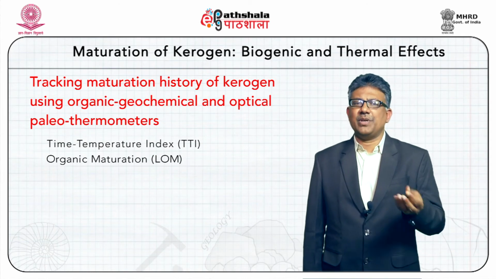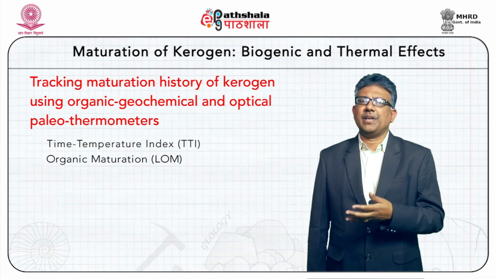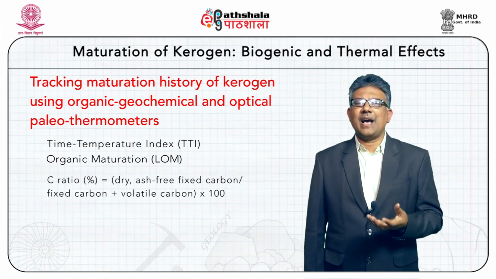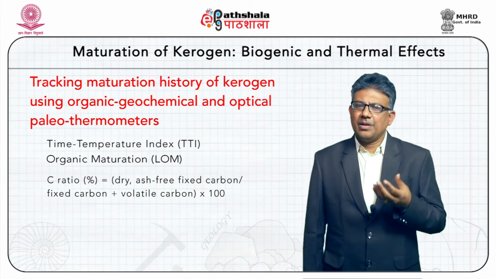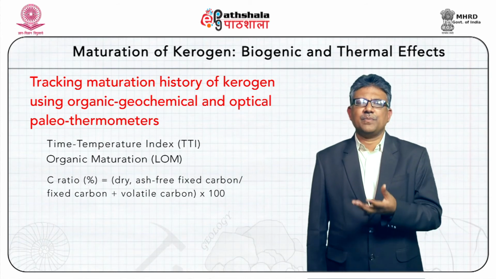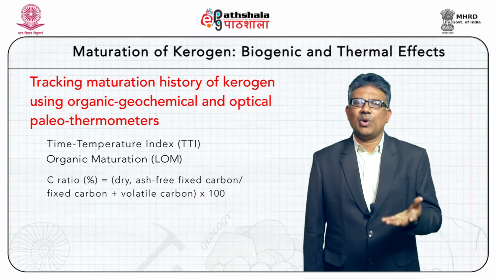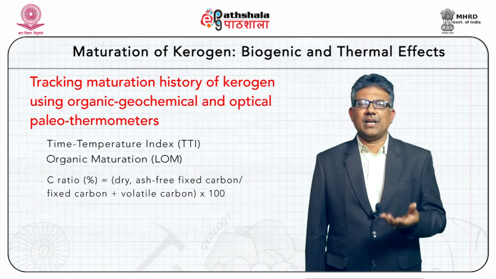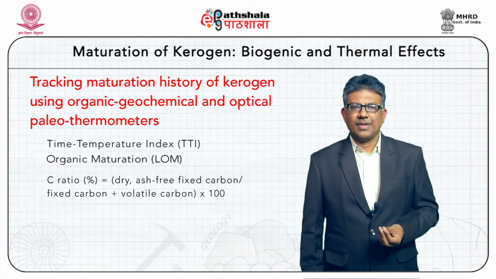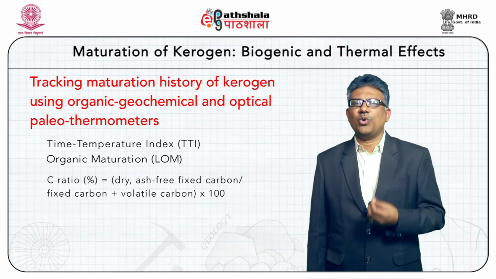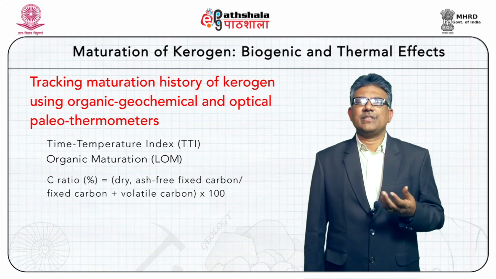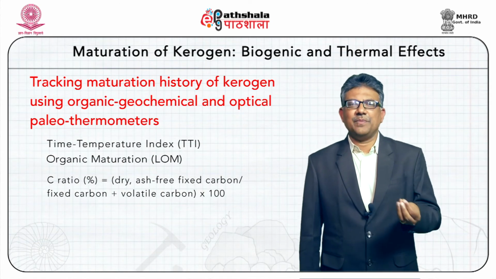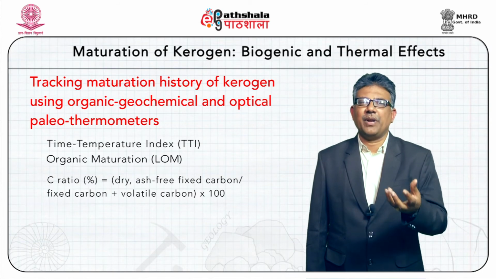the carbon ratio is considered a good indicator for degree of maturation. The carbon ratio is the dry ash-free fixed carbon divided by the fixed carbon plus volatile carbon, multiplied by 100. The fixed and volatile carbon values in the equation are determined by pyrolysis. Now, for sediments other than coal, that is shale, we resort to some other kind of parameter, that is the hydrogen index, and estimation of volatile, that is the retortable carbon.